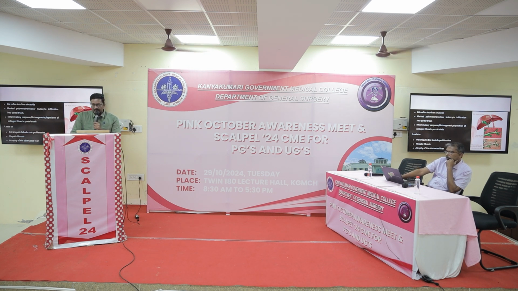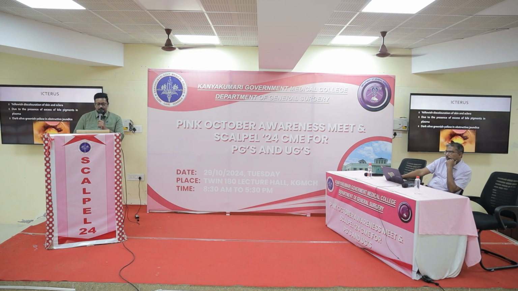There will be marked polymorphonuclear leukocyte infiltration into the portal triad, going in for inflammatory response, fibrogenesis and deposition of collagen fibers in the portal triad. So ultimately, what happens? If not treated, hepatic fibrosis and atrophy of the obstructed liver happens. So this is the sclera discolored in obstructive jaundice.